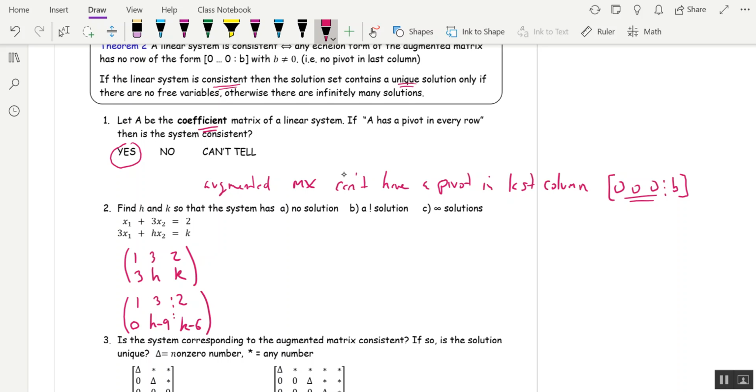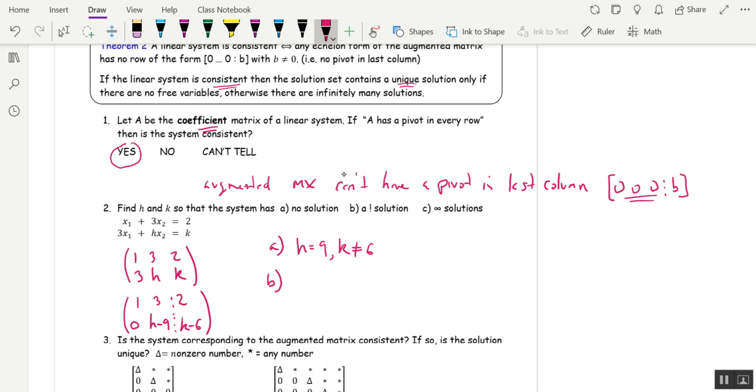Okay, so there's 3 cases. A, no solution. No solution happens only if we get an all 0 equals b row. So that will happen if h is equal to 9, but k is not 6.